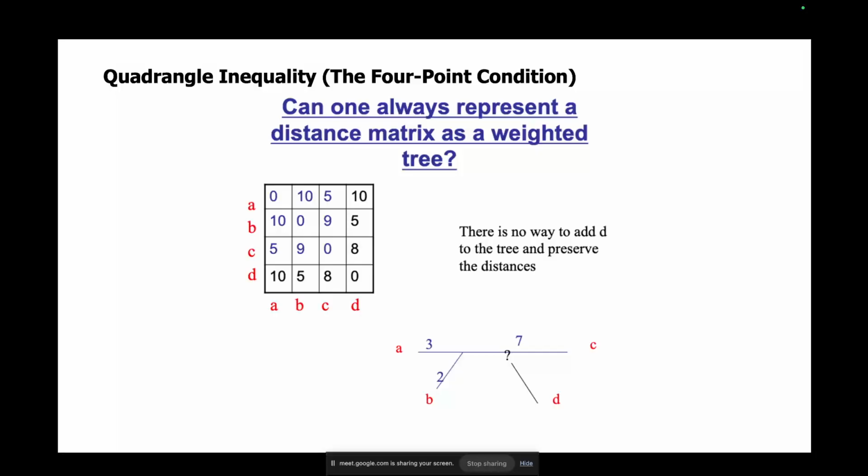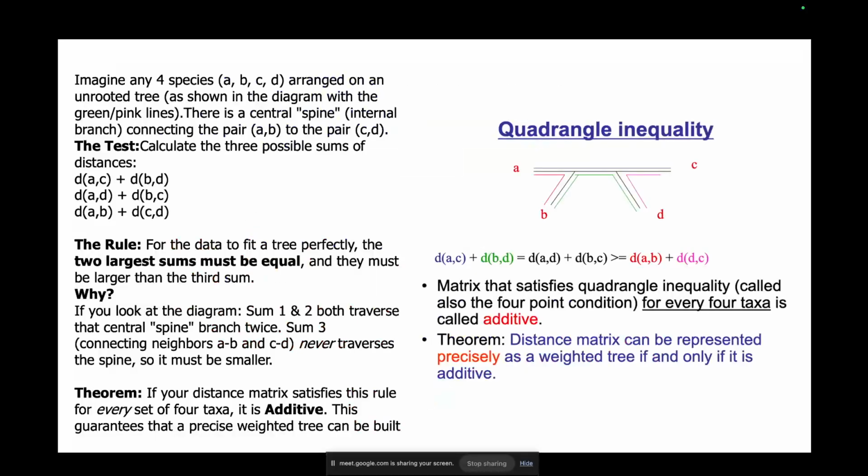So, for example, just consider A, B, C is your tree. Now what you want to do is add D to it. But according to these weights, you cannot add D, because if you add D, the distances will not be preserved, right? Now, what you can do is, I'll just quickly browse through this. There's a lot of writing here. Don't get too confused. It's not very difficult.